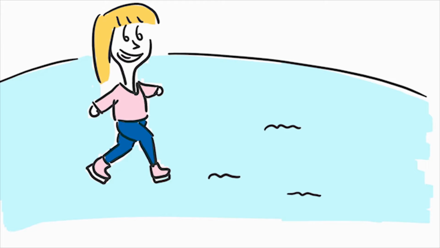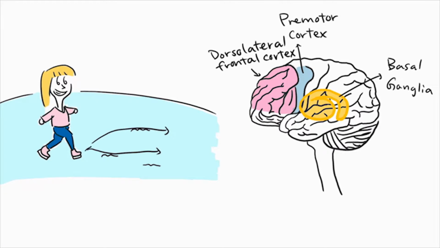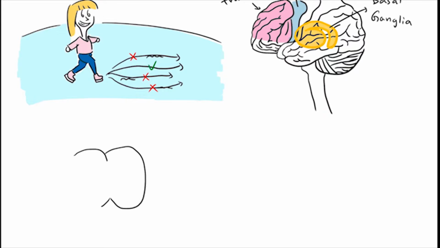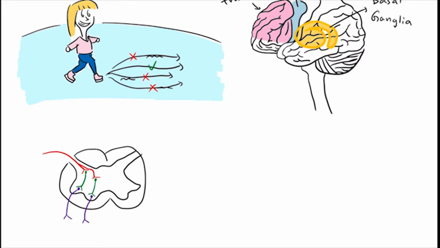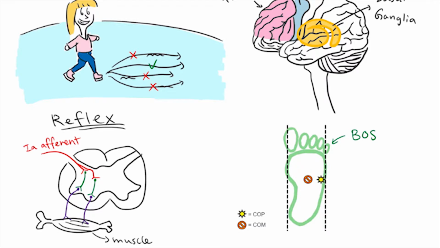To avoid falling, the premotor cortex will work together with the basal ganglia and the dorsolateral prefrontal cortex to select the correct movement trajectory of the leg as needed. As the 1A afferents detect the sudden changes in muscle length caused by instability, the stretch reflex will be triggered to help regulate muscle activity and maintain the desired muscle length. Due to the slippery or moving base of support, the center of pressure may be adjusted to keep the center of mass within the base of support if necessary.